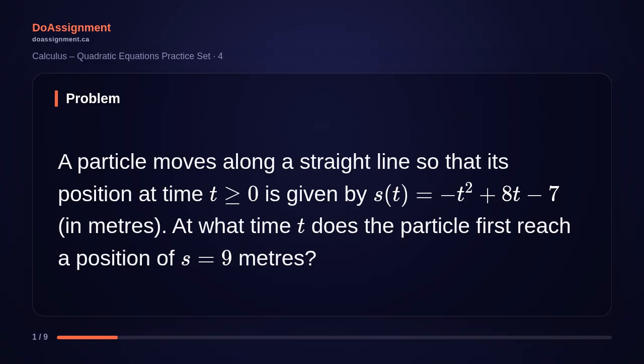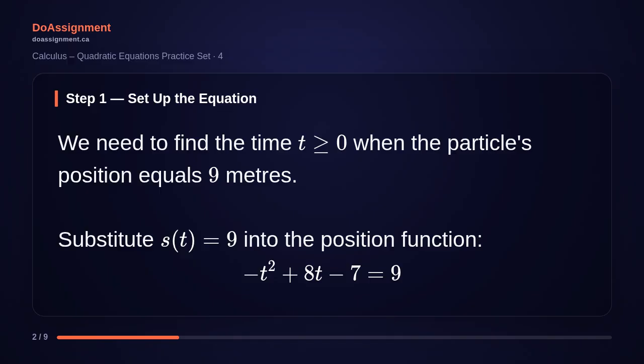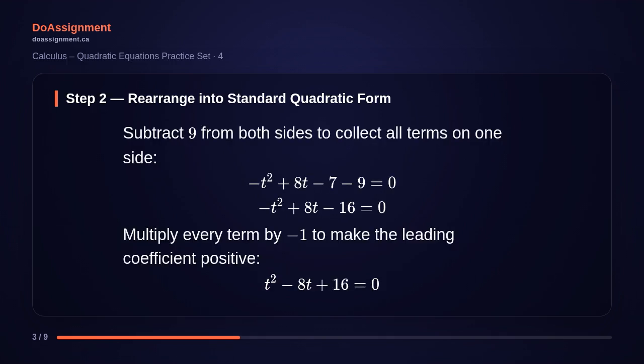Now let us work through the solution step by step. We want to find when the position equals 9 meters, so we set the position function equal to 9 and solve for t. We subtract 9 from both sides and then multiply through by −1 to get a standard quadratic with a positive leading coefficient.